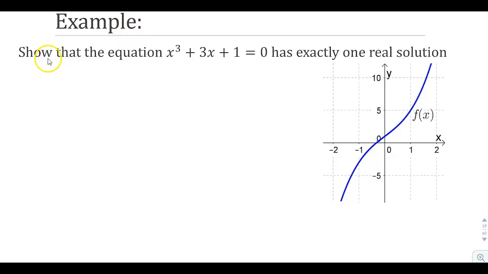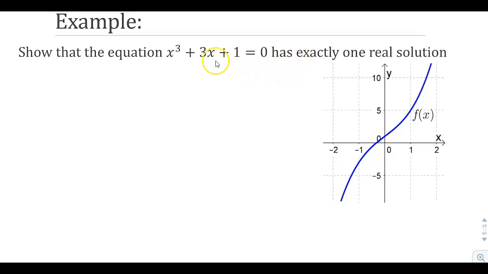For this last example, we want to show that the equation x cubed plus 3x plus 1 equals 0 has exactly one real solution. Now we're actually going to need both the intermediate value theorem and Rolle's theorem. So in the intermediate value theorem section, we were able to show that a particular function had at least one real solution, or one real zero. But now we're trying to show that we have exactly one real solution. The other thing that we're missing here is an interval, but we'll get to that.